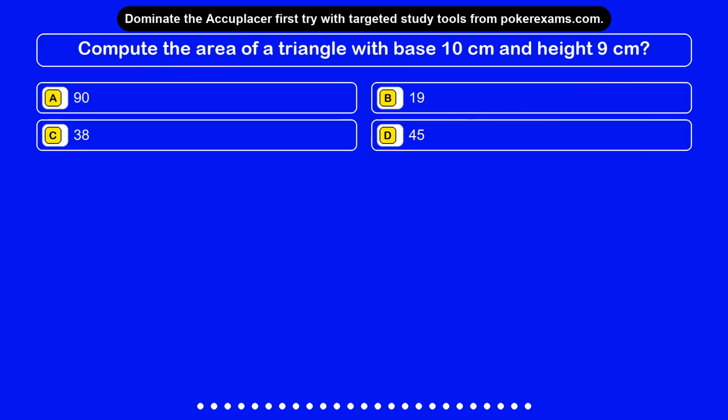Question 12. Compute the area of a triangle with base 10 cm and height 9 cm. Option A, 90. Option B, 19. Option C, 38. Option D, 45.